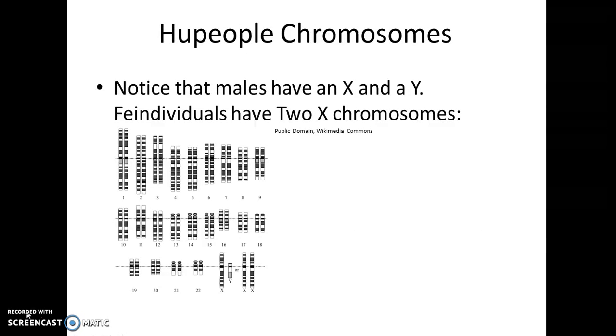Notice that males have an X and a Y, and females have two X chromosomes. The sex chromosomes or gender chromosomes are down here. If you're male, you have XY. If you're female, you have two X chromosomes. Look how small that Y chromosome is. It's really kind of useless. It has just a few genes on it.